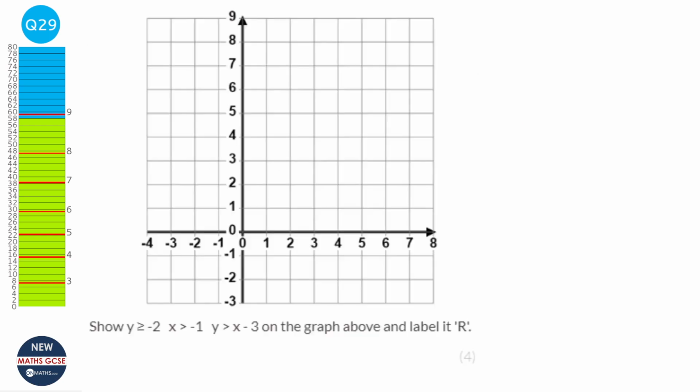So A. I'm going to start by drawing the line y equals minus 2. So the line y equals minus 2 will be a horizontal line at minus 2, which will be down here. Next, we're going to do the line x equals minus 1, and that will be a vertical line at minus 1. Now here's a bit of a problem. We've got no equal to underneath it, and whenever we don't have an equal to, we do a dash line. So we're going to do a dash line here.